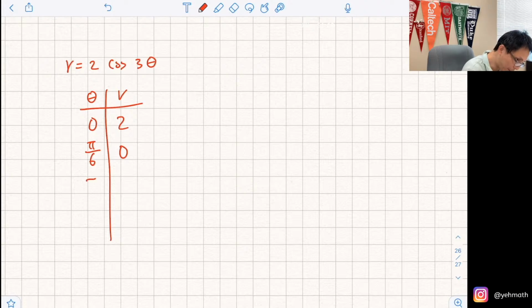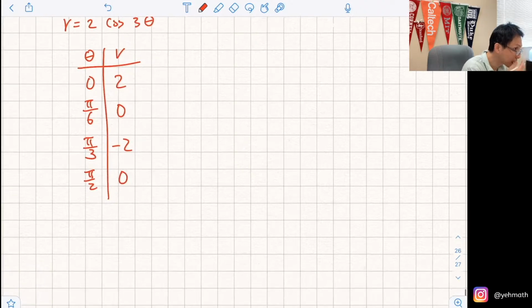And let's go to pi over 3. That's cosine of pi, which is -1, so r would be negative 2. Good. How about pi over 2? It would be 0. Okay, so at 2 pi over 3, it's going to be 2.